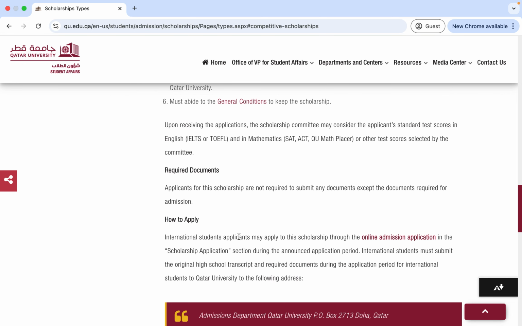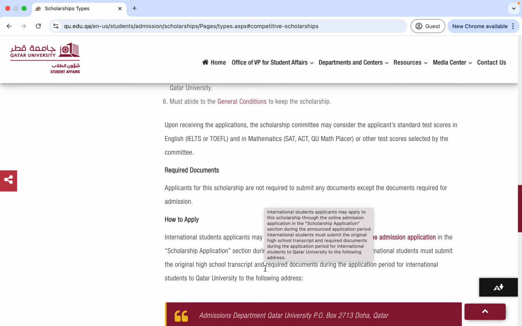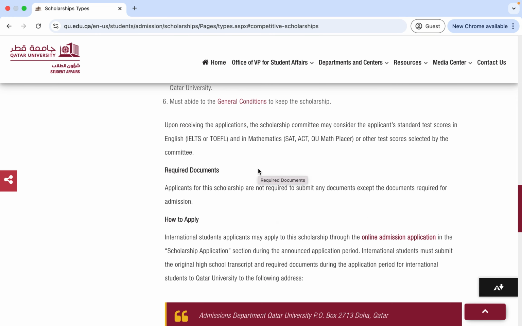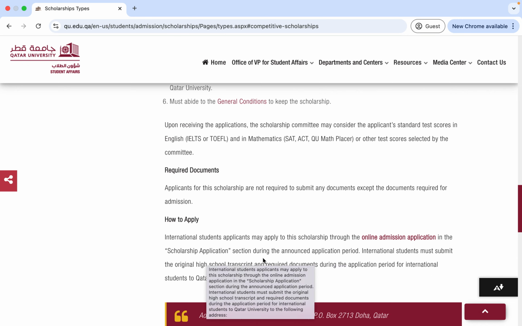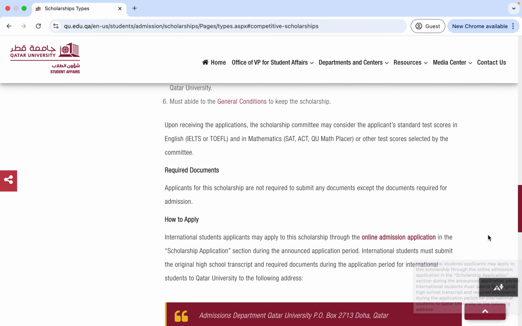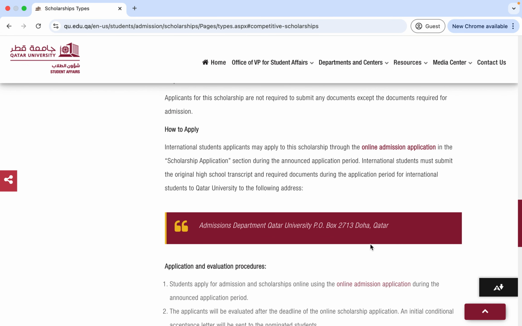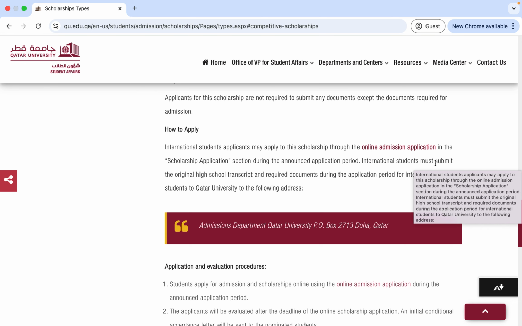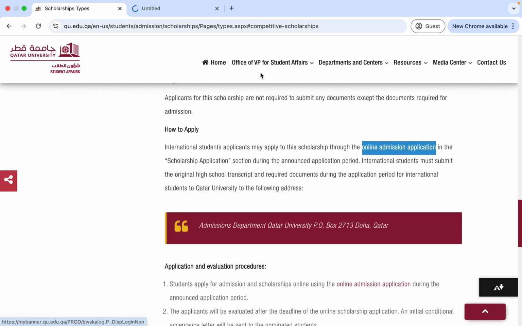Okay, let's see this. International students applicants may apply to this scholarship through the online admission application, in the scholarship application section, during the announced application period. International students must submit the original high school transcripts and required documents during the application period to Qatar University at the following address. So you are expected to mail your original transcripts to this address. So meaning that when you are applying for your study, I think there might be a section where you have to, let me see if it does not require me to create an account.